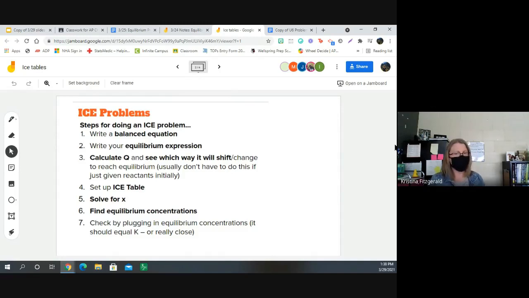So ICE tables kind of relate back to Q and K. We have to use Q to decide which way something's going to shift. It's going to be a way for us to find concentrations of different things, or what concentrations might be needed at various points in the reaction, based on what's going on. And so we'll always have to have a gauge on what equilibrium is and where Q is at. So what snapshot or moment in time are we at to decide which way things are going to shift.